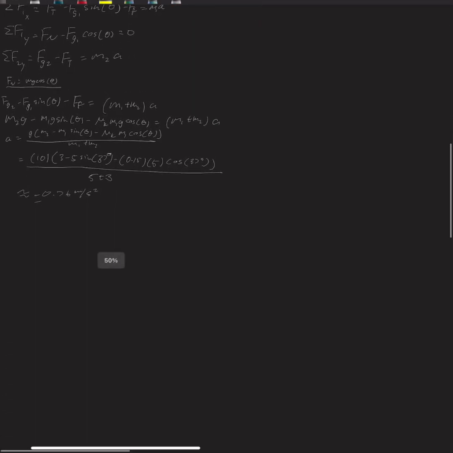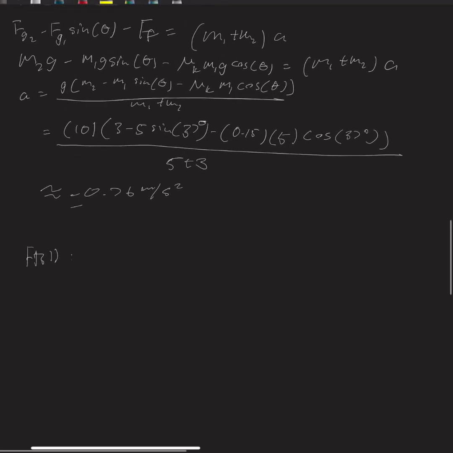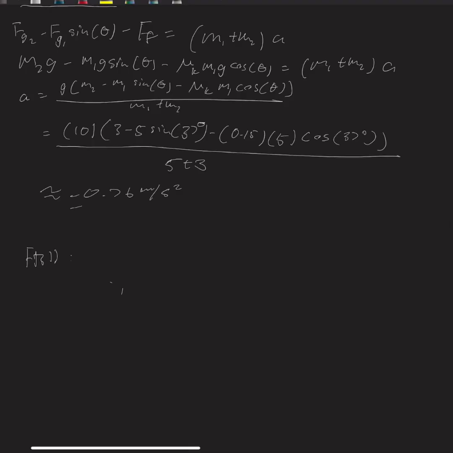So now we have to solve for when the object goes down. Let's draw the free body diagram again, FBD. For mass 1, it has a force of gravity, Fg1, it has a force of normal, and it has a force of tension.